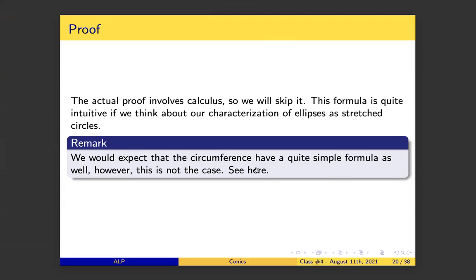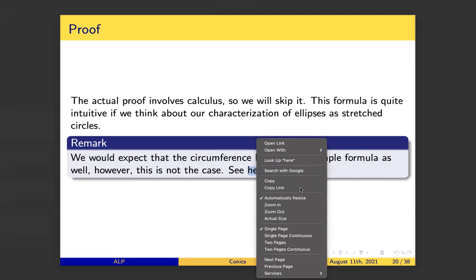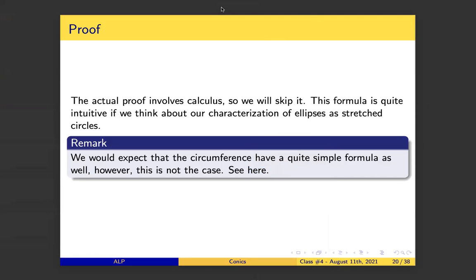I linked a Wikipedia article here. I'll send the link. But yeah, the semi-major axis is half of the major axis, and the semi-minor axis is half of the minor axis. And you can check that on your own time. It's a bit complicated, so don't worry if you don't understand it.